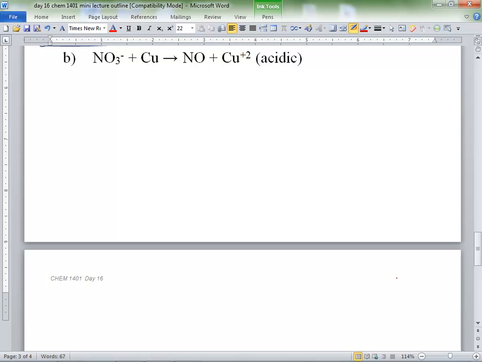NO3 negative plus copper. Now remember, break it into its half reactions first. Okay? Goes to NO plus Cu plus 2. So these are your products. Copper goes to copper. Cu goes to Cu plus 2. And nitrate goes to NO.